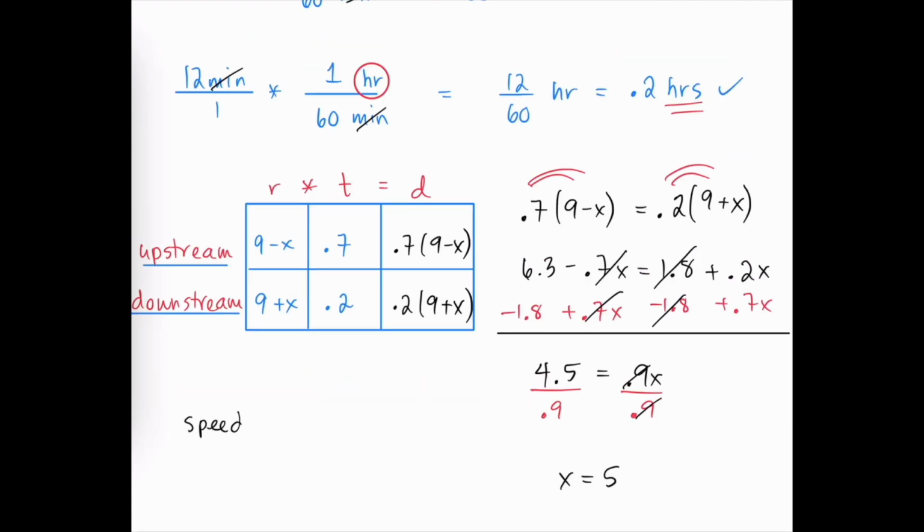Now recall that the x was the speed of the current, and so our x needs to be measured in miles per hour. So the speed of the current was 5 miles per hour.